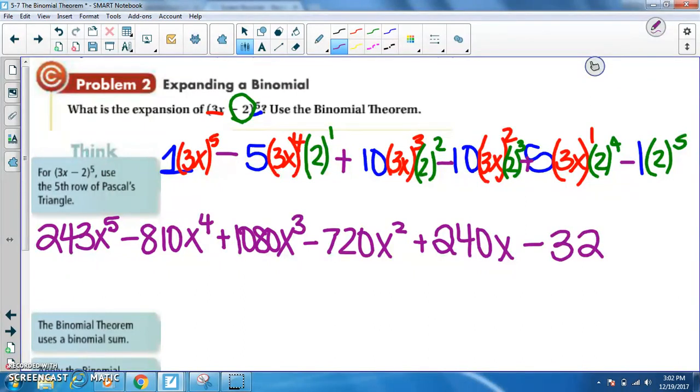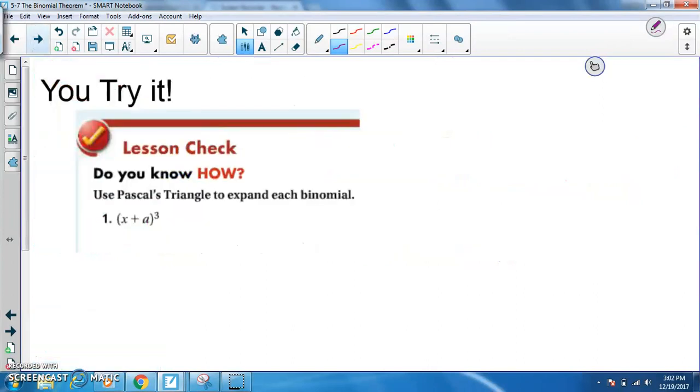So that's the expanded version of this binomial. You guys try number 1, and see you tomorrow.